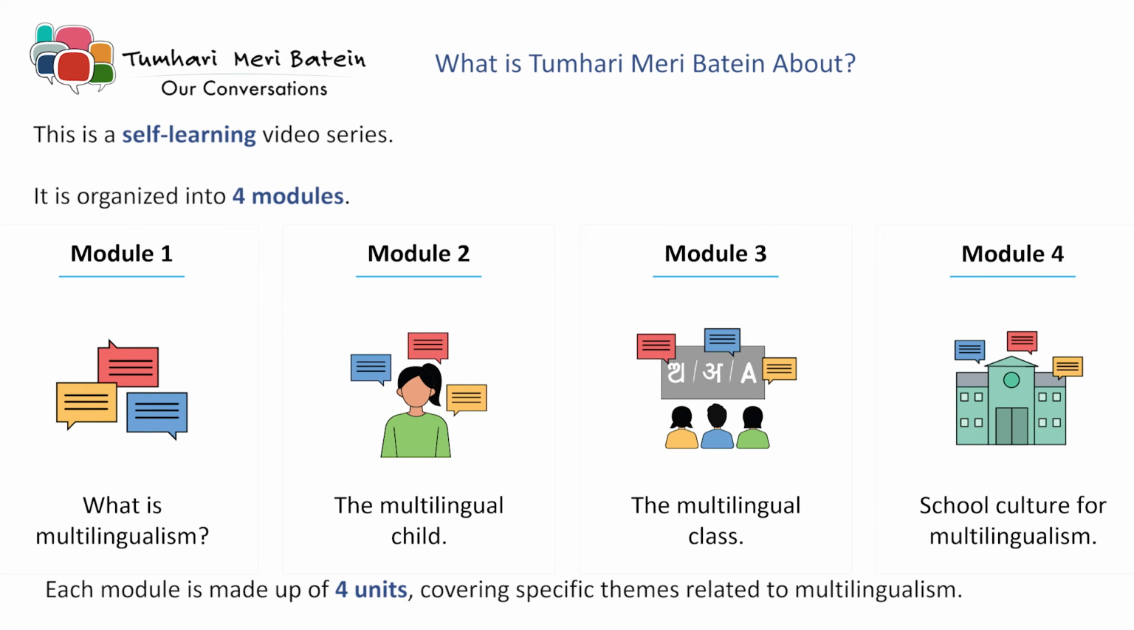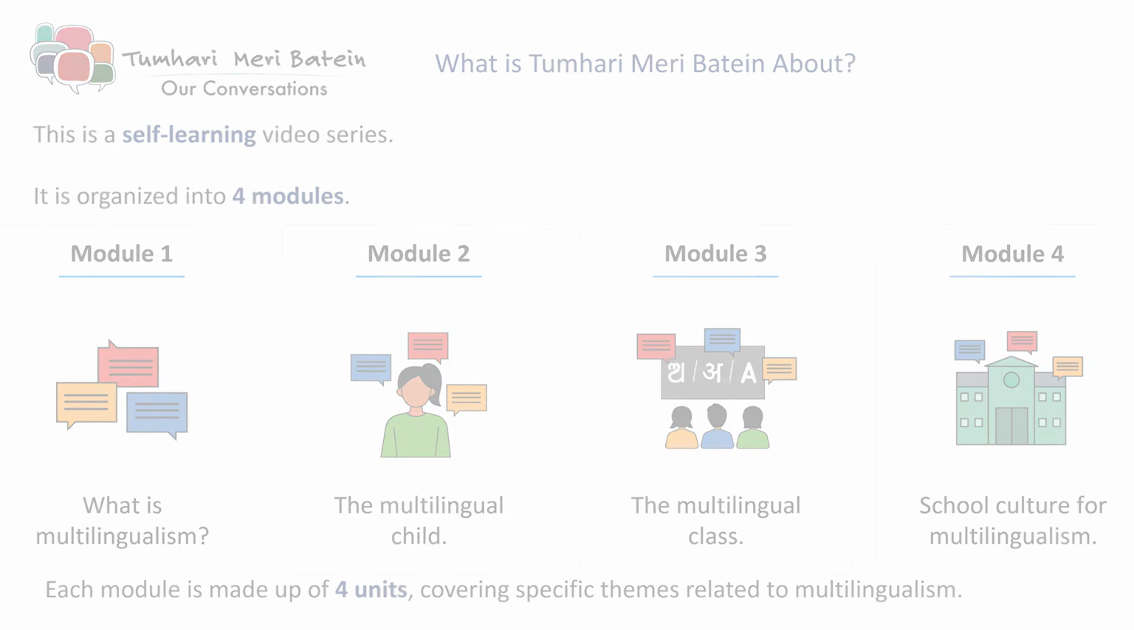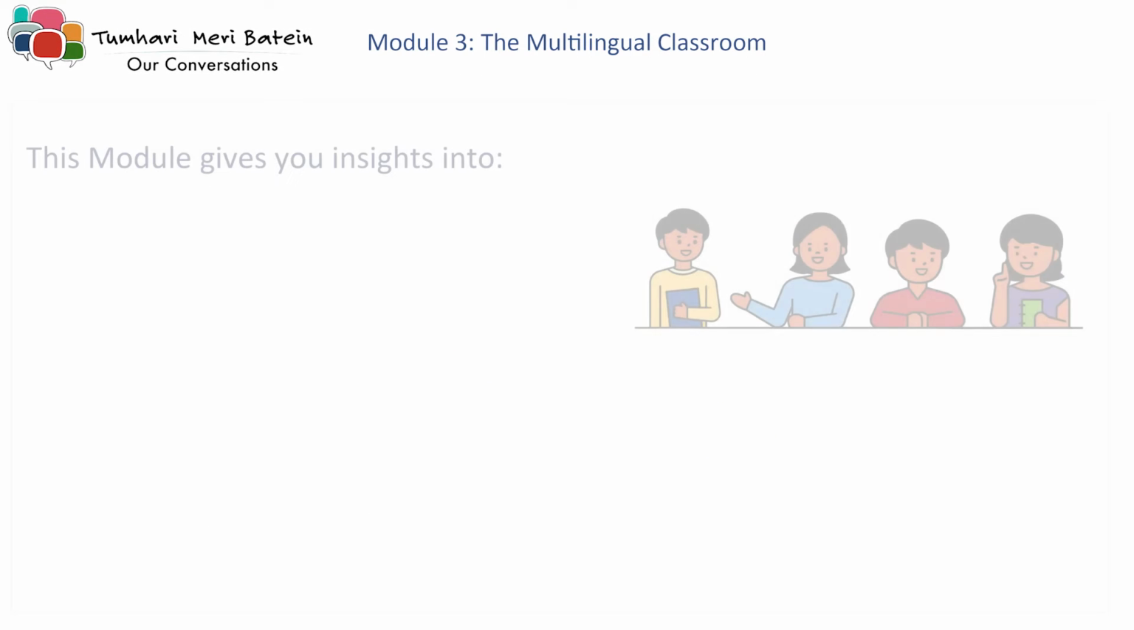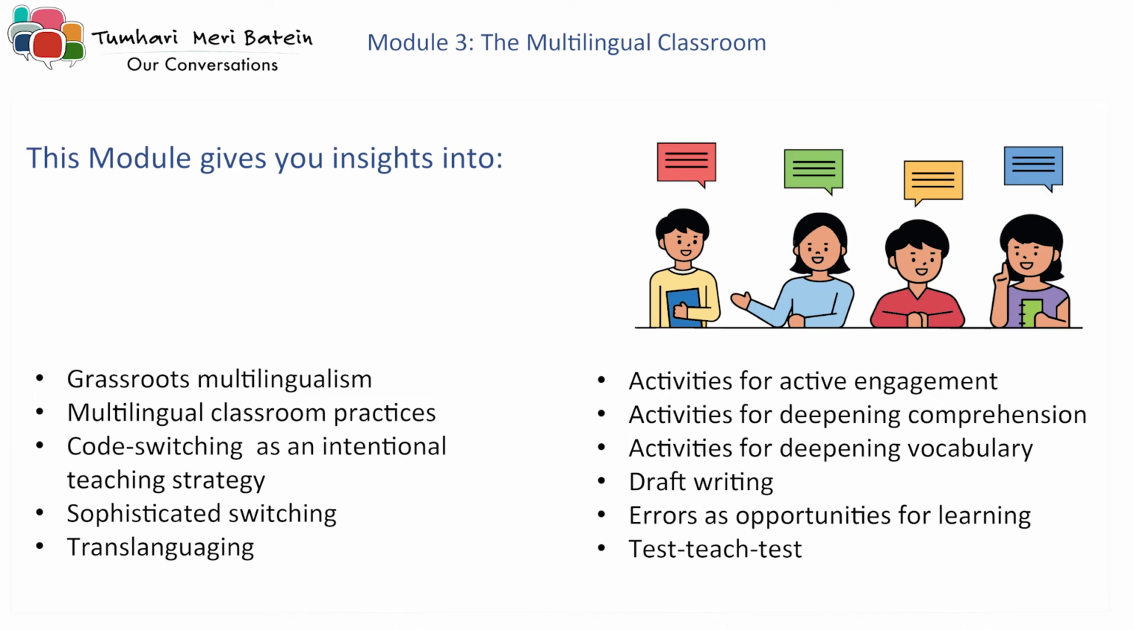This is a self-learning video series. It is organized into 4 modules. Each module is made up of 4 units, covering specific themes related to multilingualism. In the 3rd unit of the multilingual classroom, we will cover grassroots multilingualism and children as sophisticated code switchers.